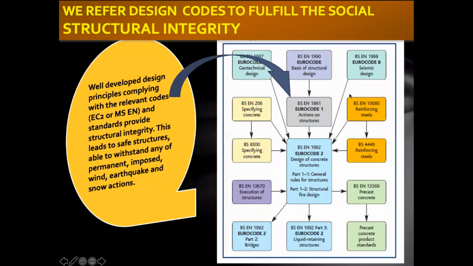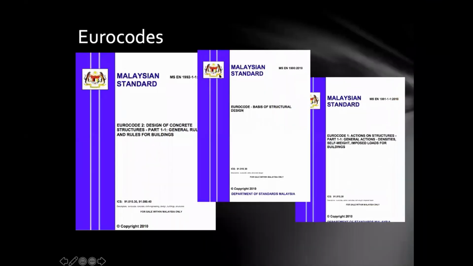Okay, ini is the overall picture of the design code. So this is Eurocode 2. The basic of design adalah ini, BS EN. Kalau you tengok tadi kita tengok MS EN, Malaysian Standard, European EN ni. 1992, the year it established. Okay, so 1990 ada, 2010.